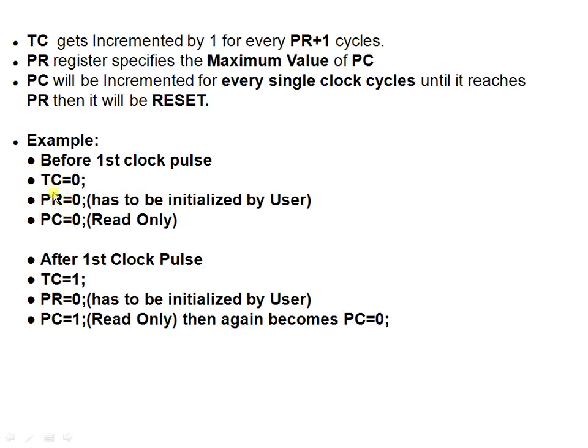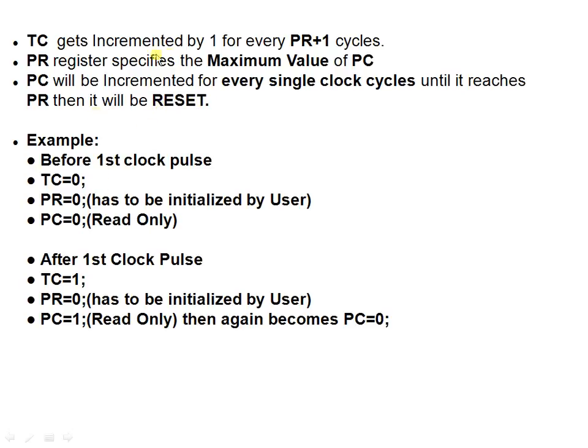So PR is mentioning the maximum value of PC. That means now 0 is the maximum value of PC. So what is happening here? PC will be incremented for every single clock cycle until it reaches PR. So already this PC has reached PR. Okay, now what happens? Then it will be reset.